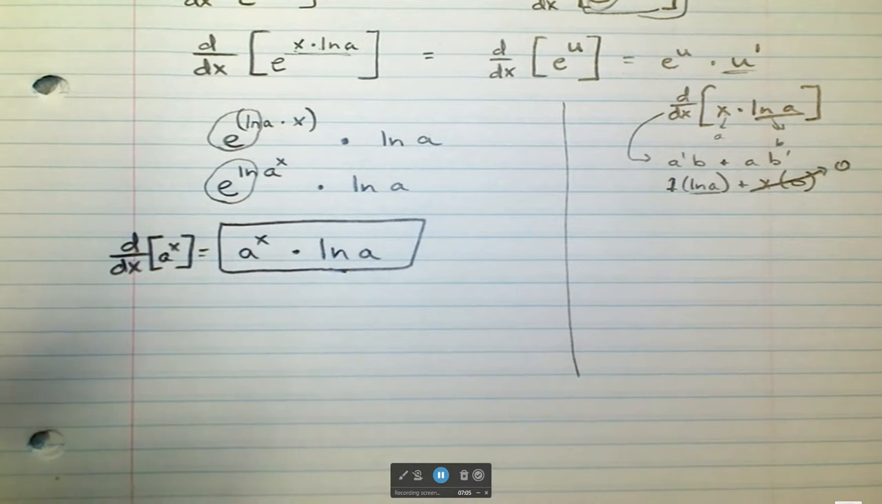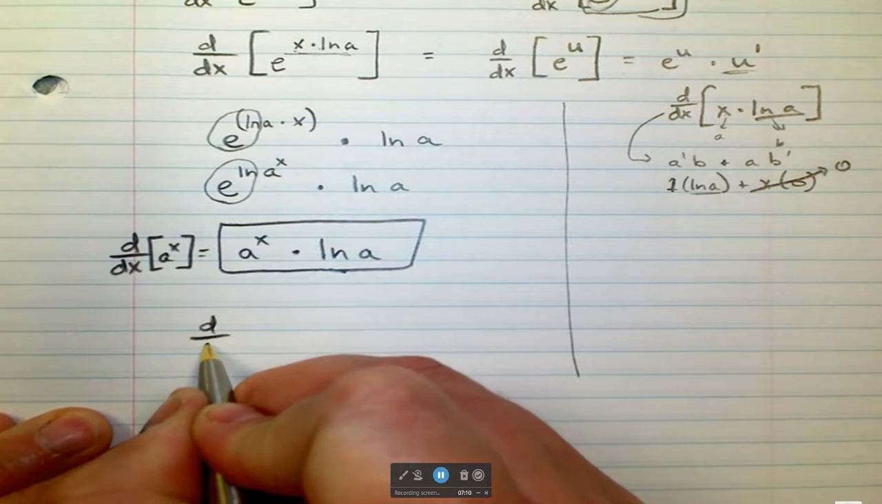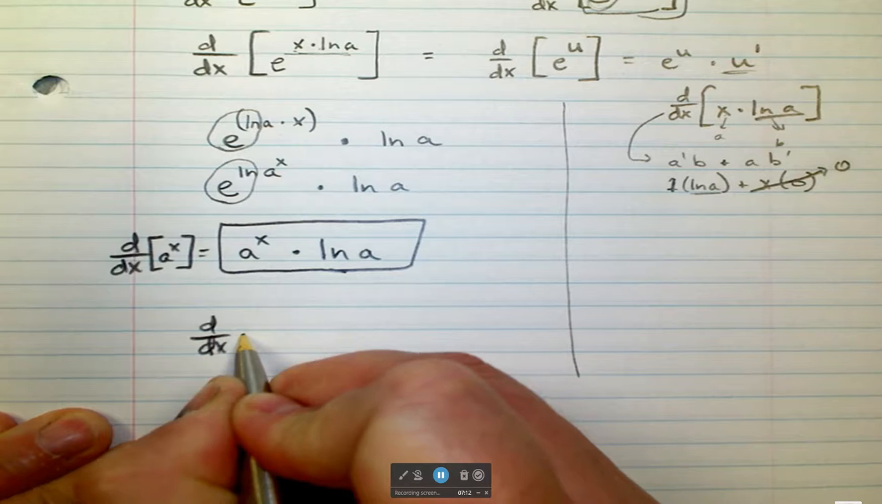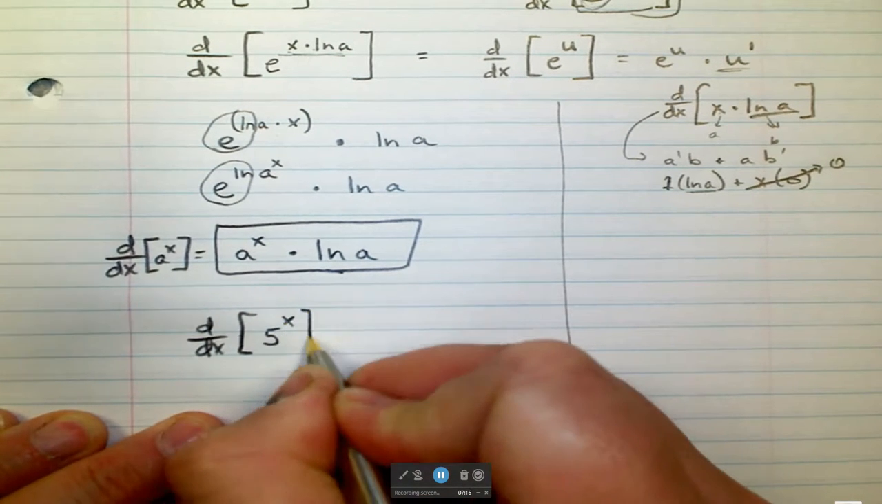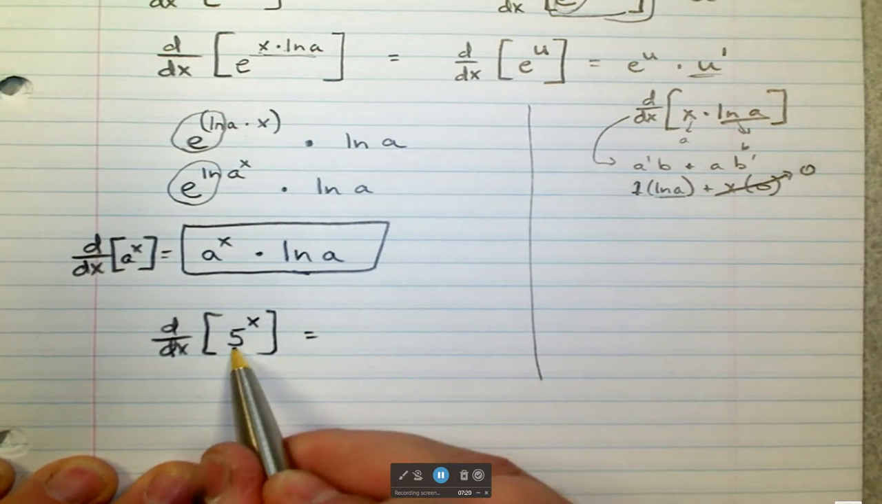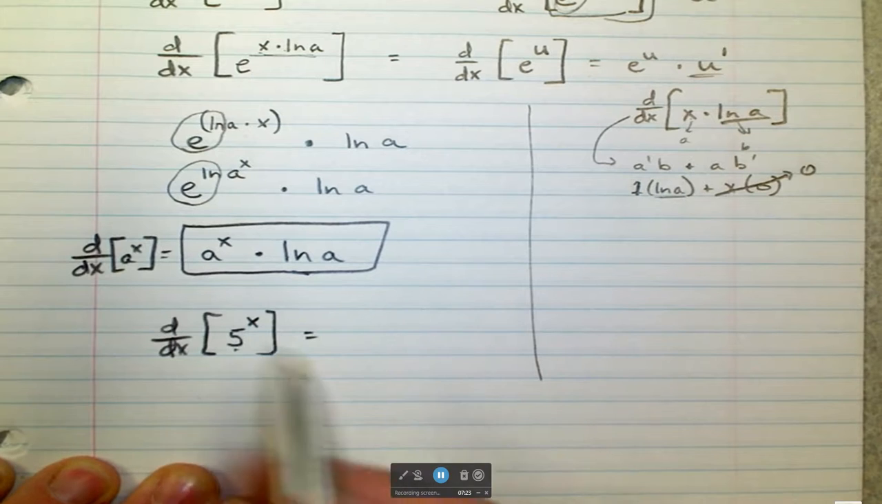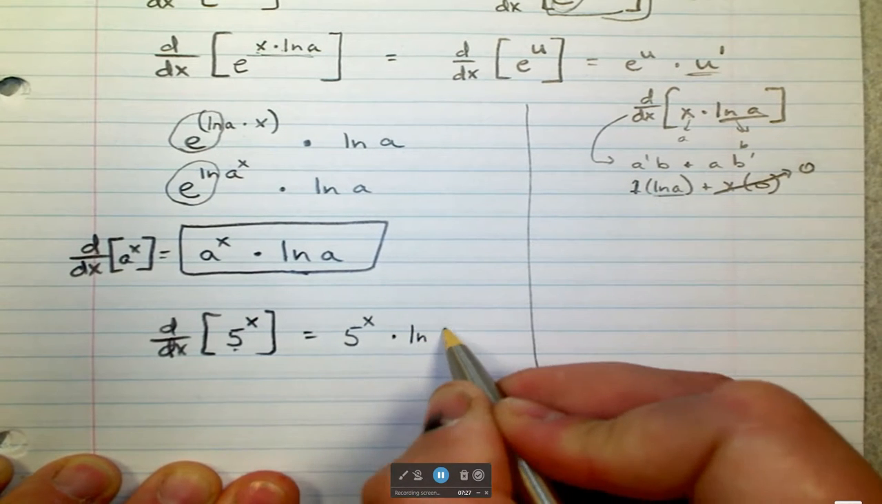So if I asked you, let's just try one, the derivative of 5 to the x power. There's a, there's x. What's the answer? A to the x times the natural log of a.